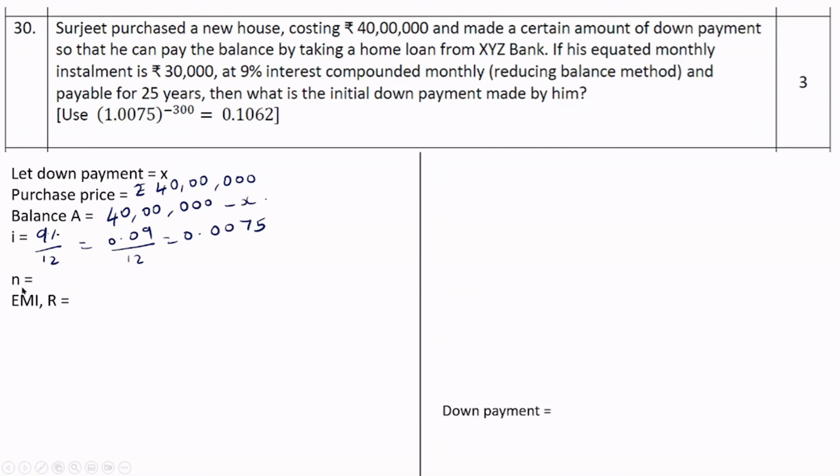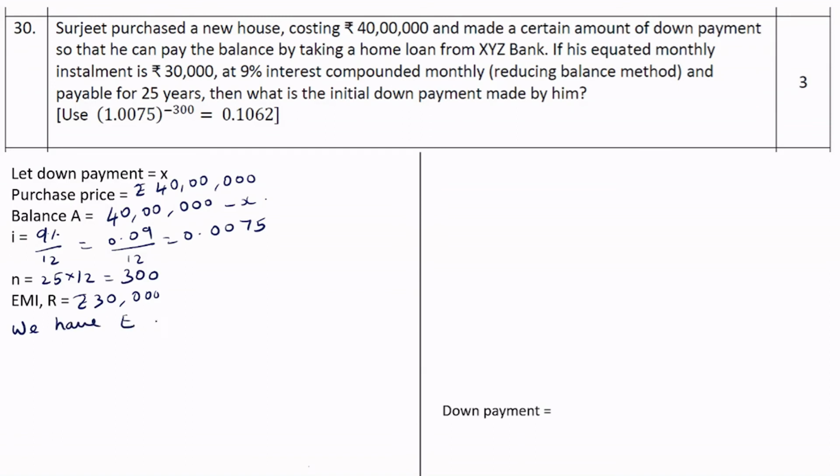Next we have n, the number of conversion periods. It is 25 into 12. Since EMI is paid monthly for 25 years, n will be 25 into 12, which is 300. And then the equated monthly installment is given. It is rupees 30,000. Here we know the formula for EMI. Using that formula, we can find the value of X.